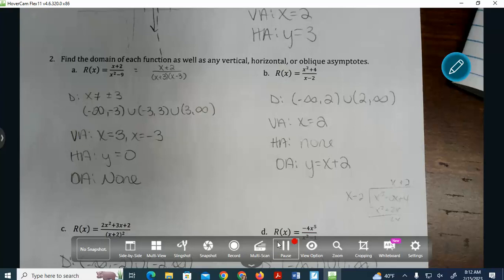Do I need to work that out? How to get the oblique? Okay, y equals x minus 2, or x plus 2. We can work one if we need to. C.